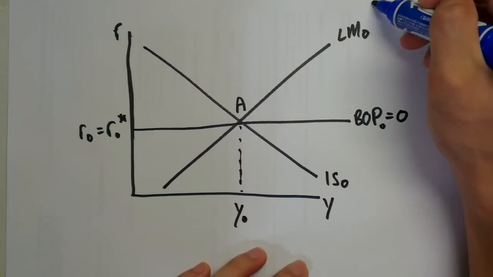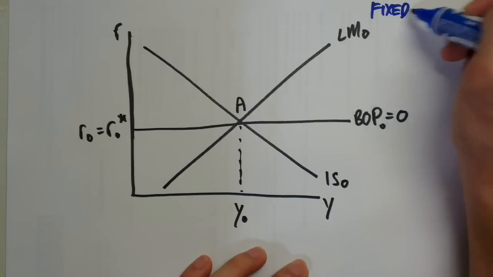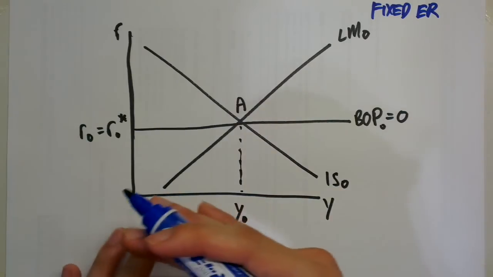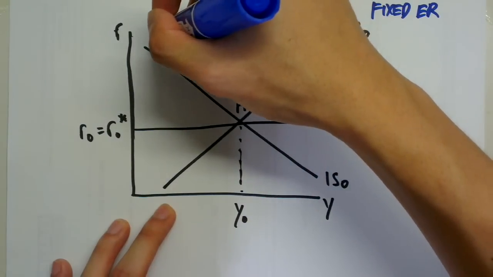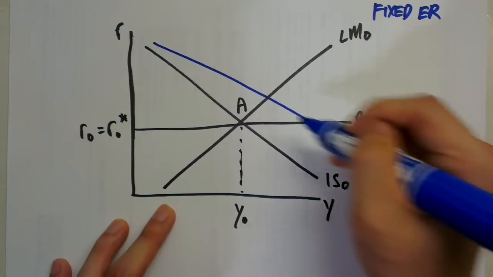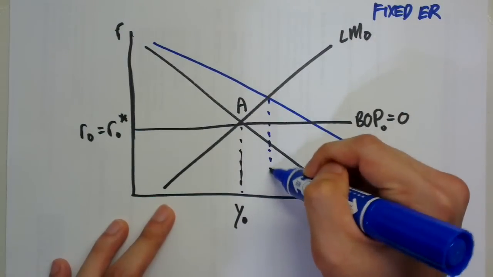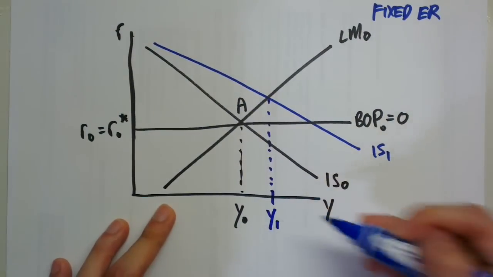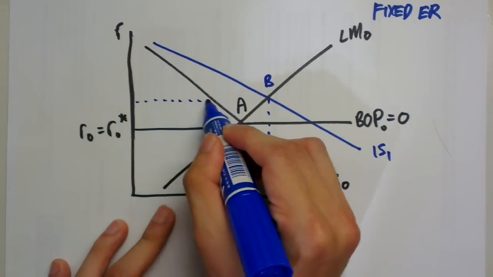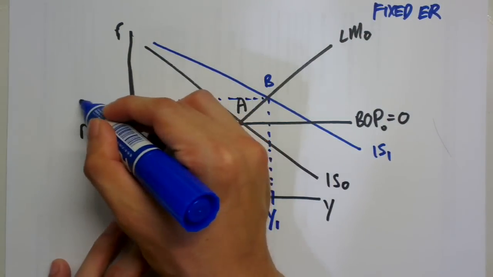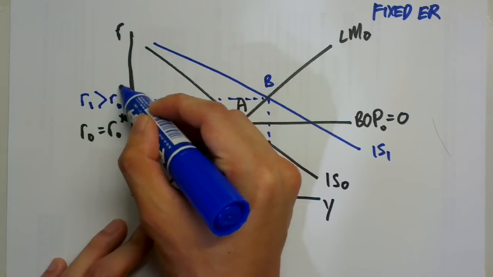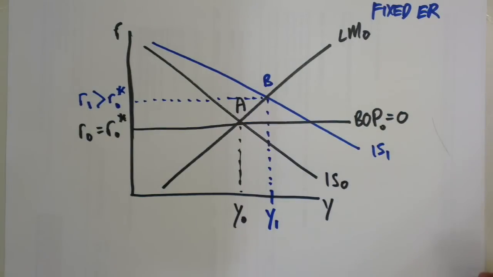Just to remind myself, fixed exchange rate system. Okay, so the IS curve is going to shift right and become flatter, just like that. IS1. Okay, and my new output is going to be Y1. This is point B. And my interest rate is now at R1 domestically, and this is more than the foreign interest rates.